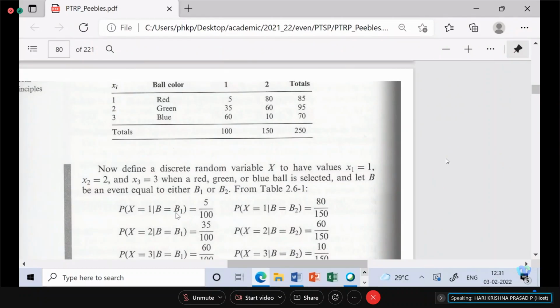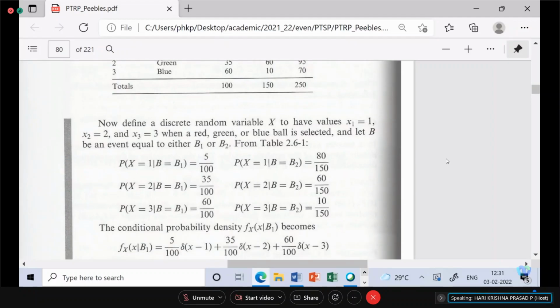Please have patience. Okay. In the same row, you have one more entry. Probability of selecting red ball when the selected box is B2. In selected box B2, how many red balls are there? 80. So 80 by 150. That is what we mean by conditional probability. So probability of selecting green ball, probability of selecting blue ball, from each box are listed in this set of 3 rows.